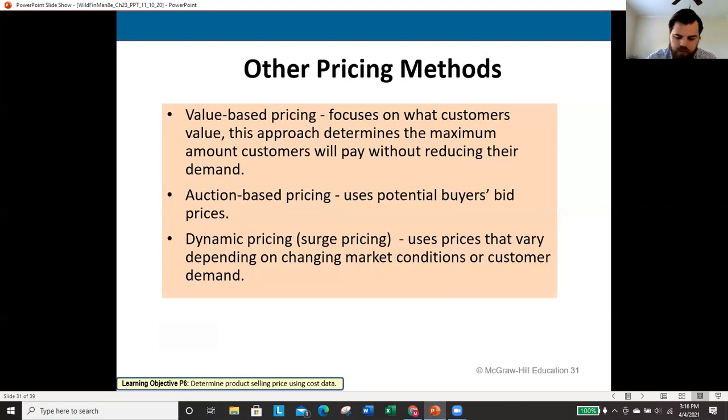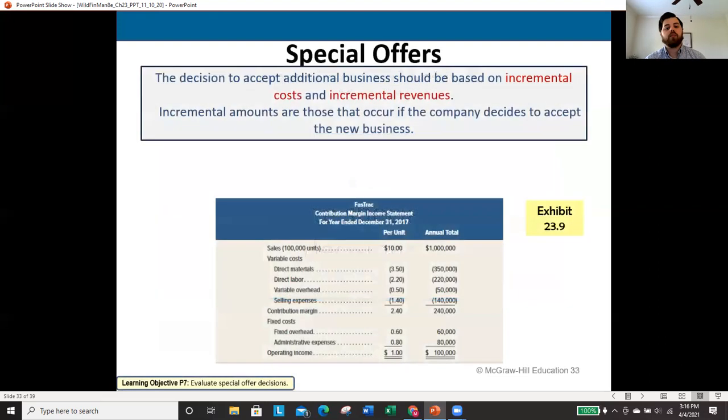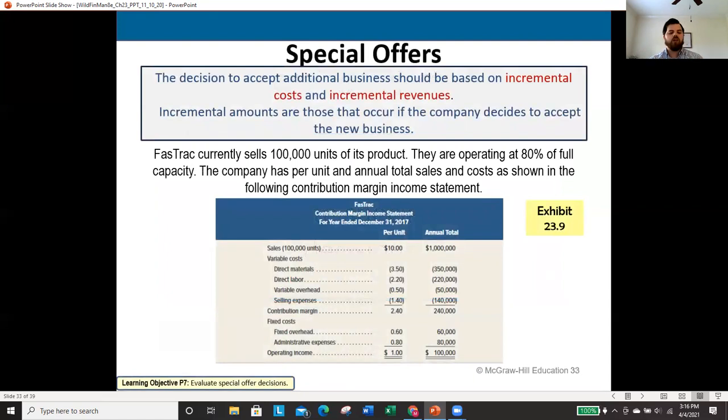All right, so it is another option that we have to essentially allow the demand for the product to set the price very actively, right? So very, very quickly seeing those price changes. Now, one of the last areas in this chapter is this idea of a special offer. So the decision to accept additional business, notice, will be based on what is called incremental cost and incremental revenue. So as we've seen all chapter, it's just incremental things that we're worried about here.